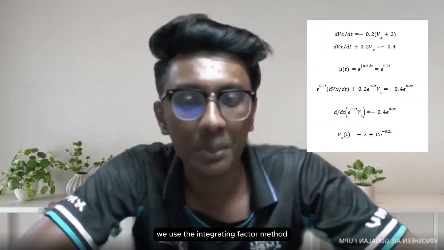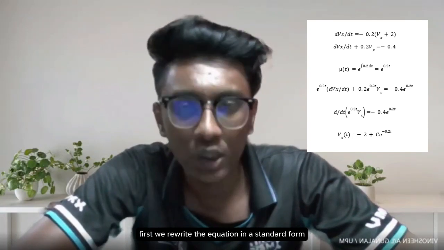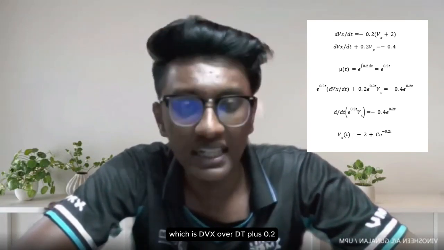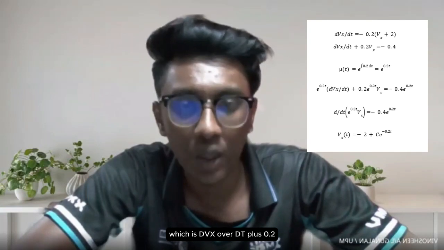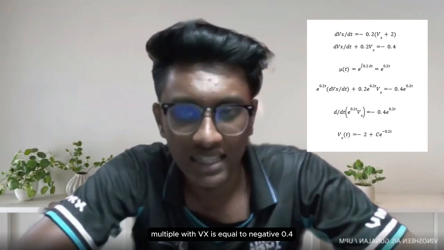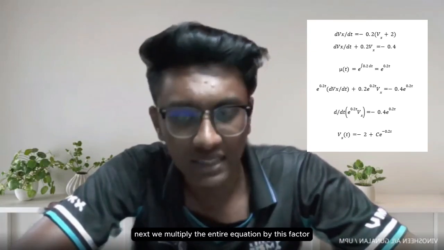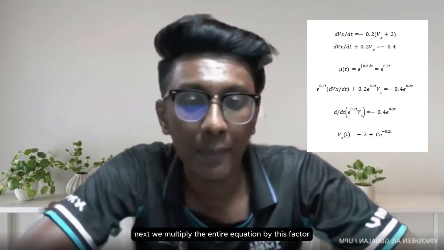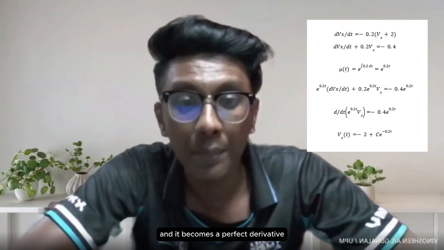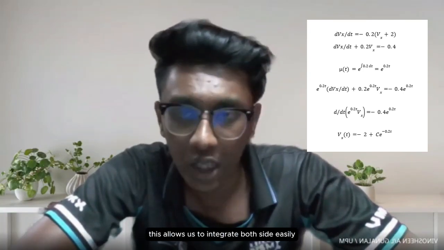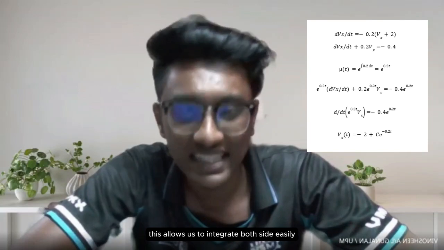To solve this analytically, we use the integrating factor method. First, we rewrite the equation in standard form, which is dvx/dt + 0.2 vx = -0.4. Then, we find the integrating factor, which is e^(0.2t). Next, we multiply the entire equation by this factor and it becomes a perfect derivative. This allows us to integrate both sides easily.